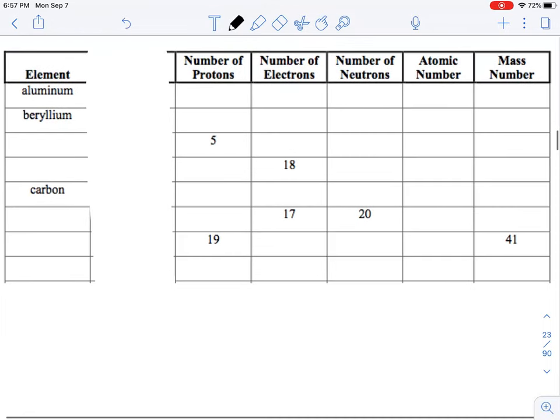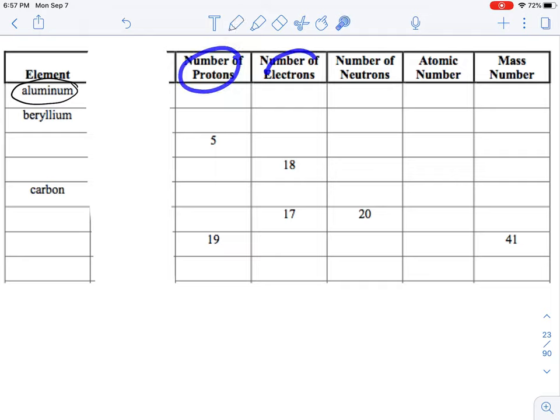All right, so let's go ahead and work through the first example. So here we have aluminum. Since we know the identity of our element, we need to figure out the number of protons, number of electrons, neutrons, atomic number, and mass number.